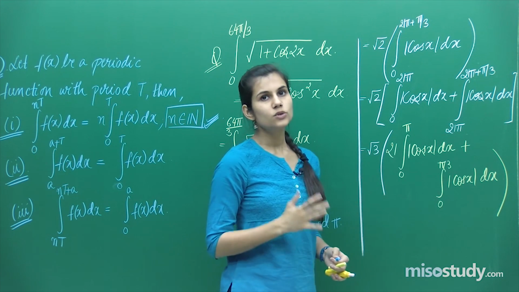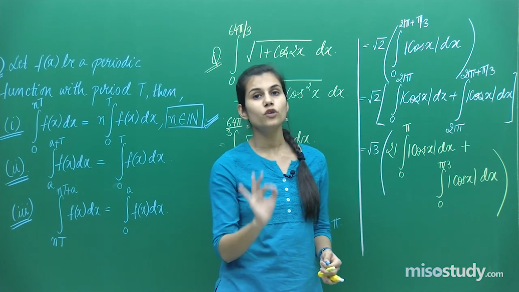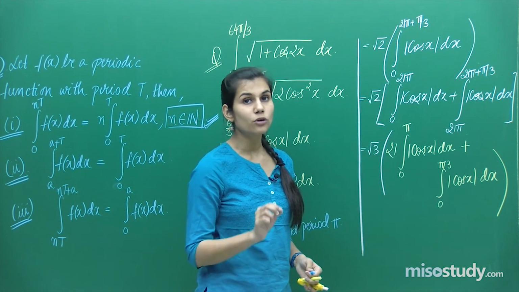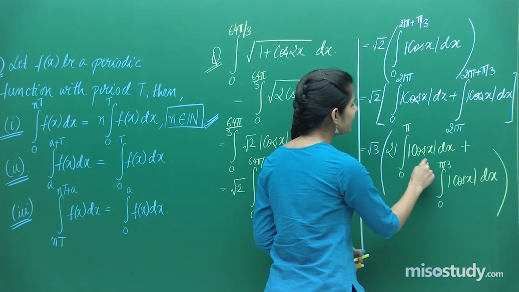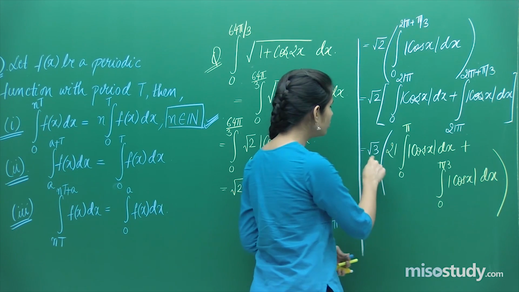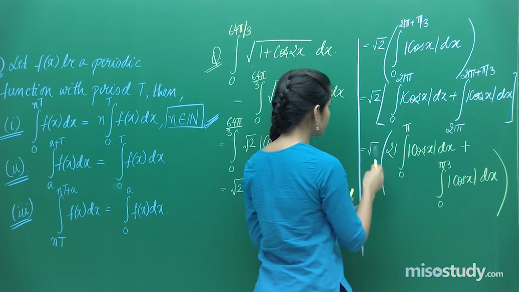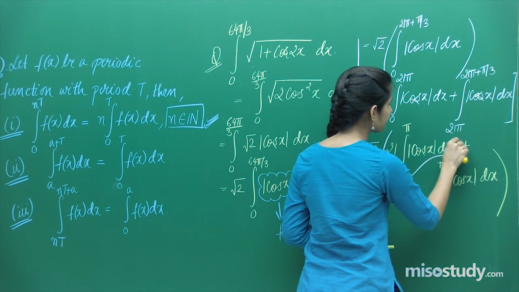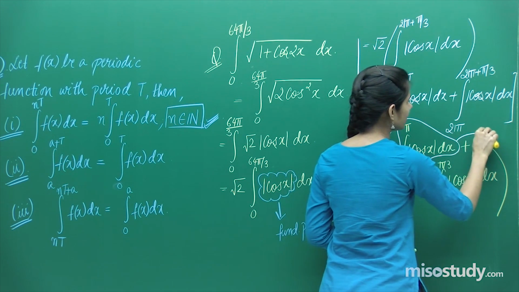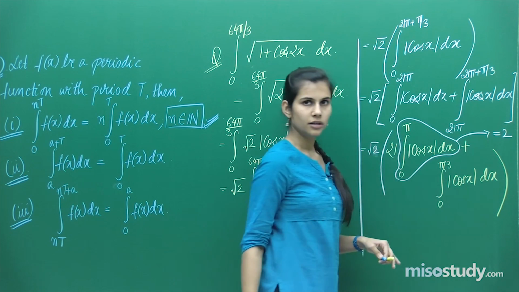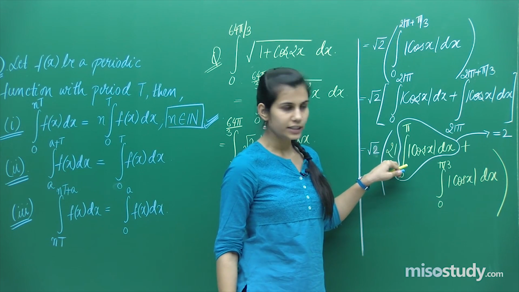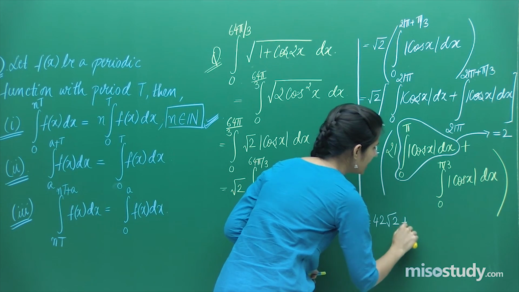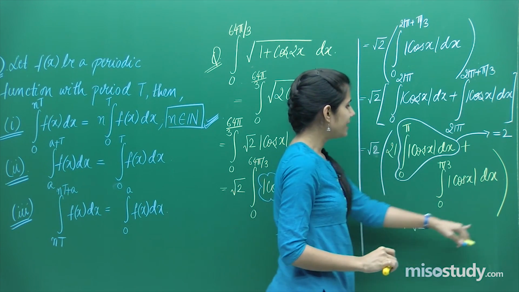In the previous questions which we did regarding these properties, we had fully computed the integral from 0 to π of |cos x| dx, right? It came out to be the number 2. So, you get 21 into 2, which is 42, and 42 into root 2. This is root 2, not root 3. So, this is 42√2 plus √2 multiplied by this integral.